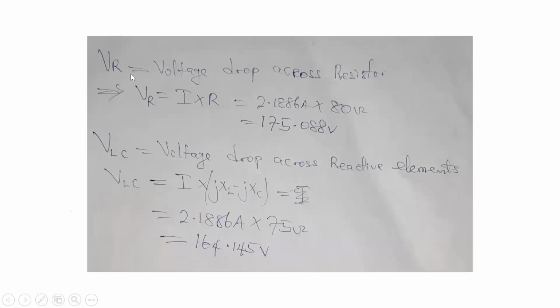Then the voltage drop across the resistor, we have it to be V_R is equal to current times resistance. And our current is 2.1886 ampere times 80. We have it to be 175.088 volts. The voltage drop across the inductor and capacitor is equal to 2.1886 ampere times 75 ohms. And we have it to be 164.145 volts. I think this is the end of the class.